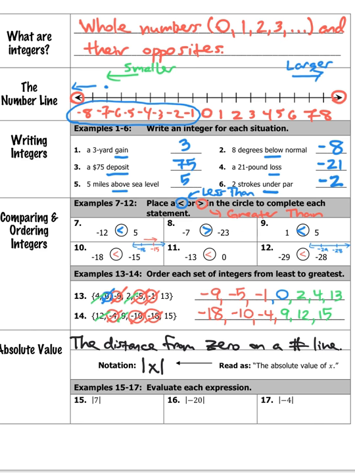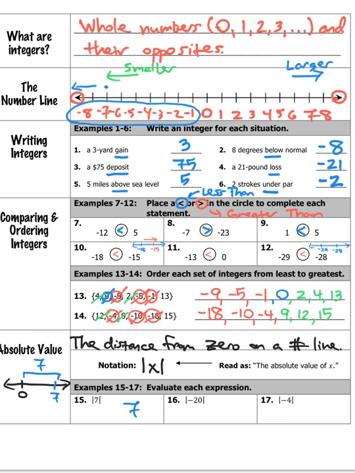And when it asks you to evaluate each expression, it just means what is the value of that number. The absolute value of 7, well, 7 is 7 spots away from 0. If you look at a number line, here's 0 and here's positive 7. The distance between those is 7, so the absolute value of 7 is just 7.